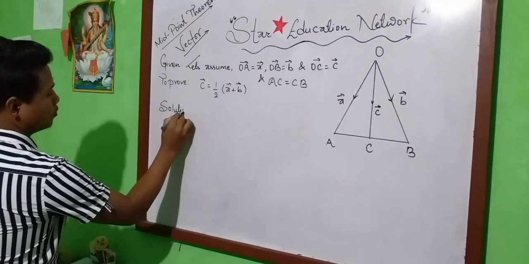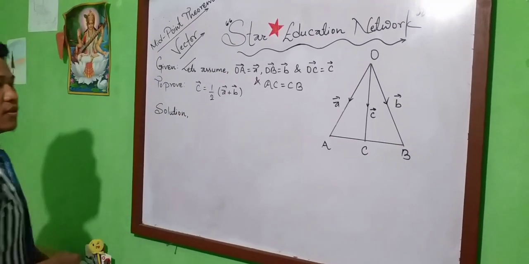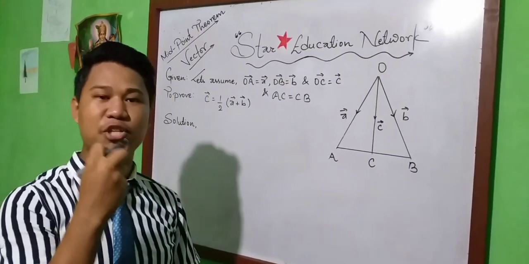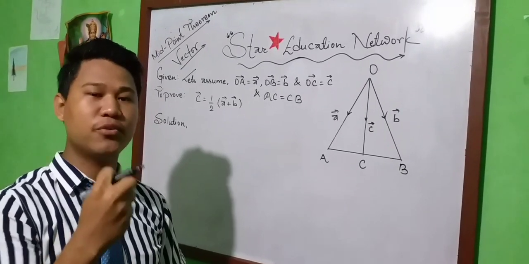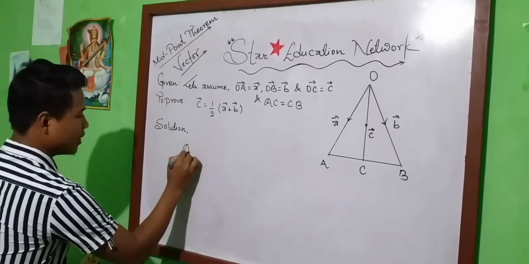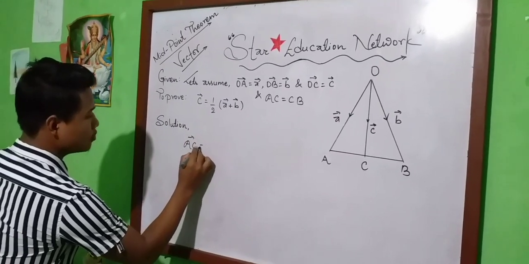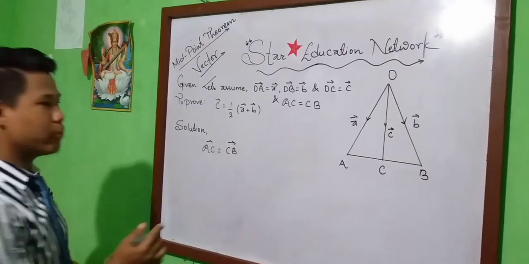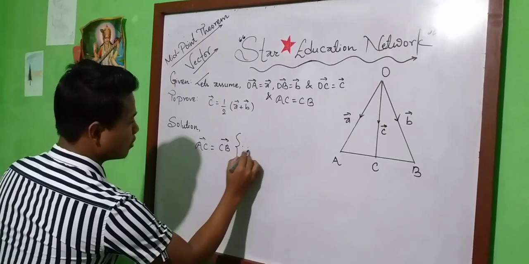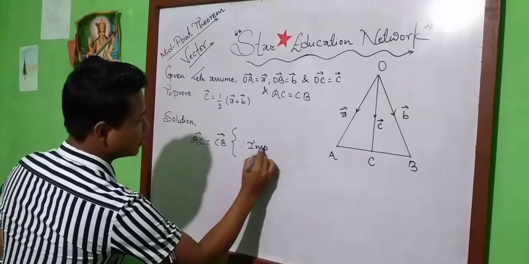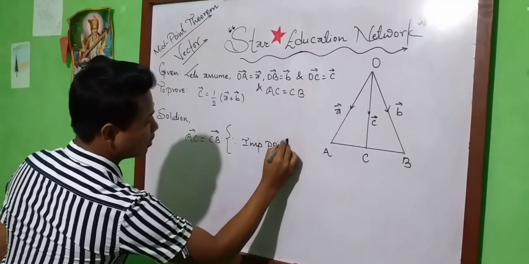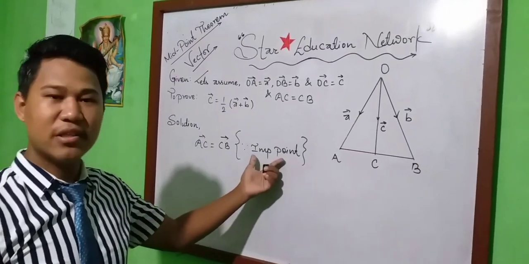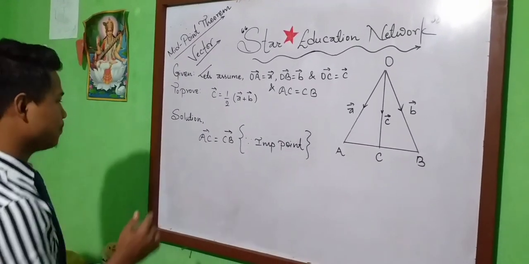So let me write the solution first. In this step, first of all, we need to assume the given case. That means AC vector equals CB vector. This is the most important given, that means you need to memorize it. For the easierness, let us write the important points, so that whenever it comes in the examinations, you will remember this point. I am writing the important points.